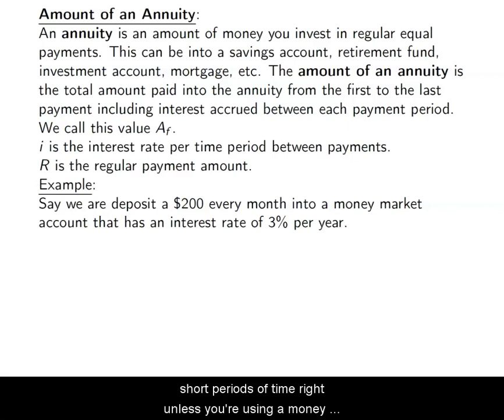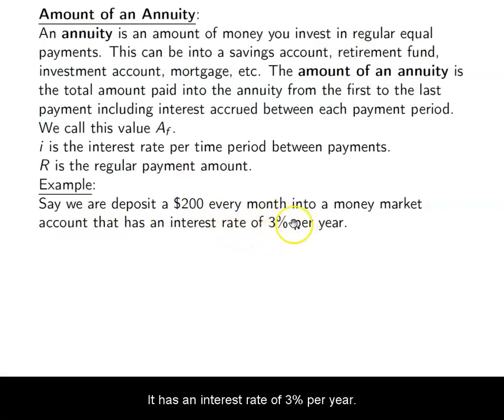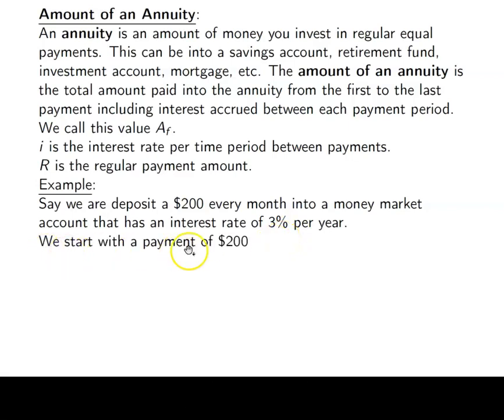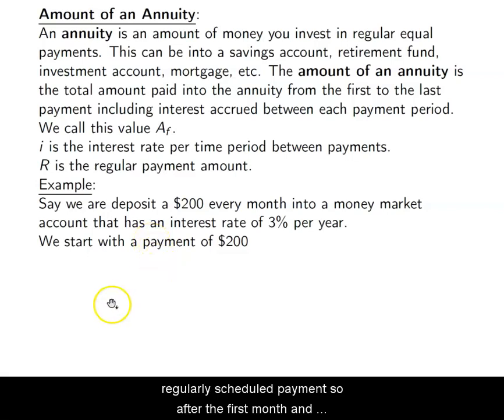Unless you're using a money market for retirement, then you're basically investing at a high risk rate at that point. Okay, so let's say that you're putting $200 every month into a money market account that has an interest rate of 3% per year, right? So here our interest rate is going to be per month, even though this is the yearly interest rate. Okay, so 200 is going to be our value of R. That's our regularly scheduled payment.